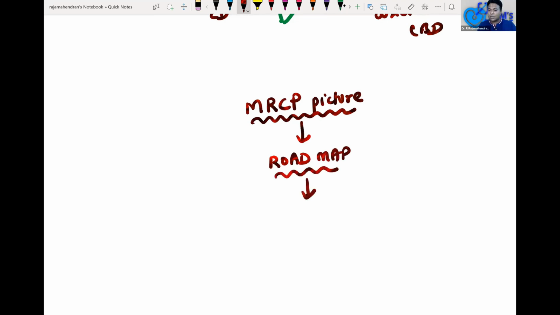I will request all surgeons, please do MRCP before doing surgery, even if it is a simple cholecystectomy. You think it is a simple cholecystectomy also, please have MRCP and get a reconstructed image. Get a reconstructed image of MRCP. That is most important before going for a surgery.